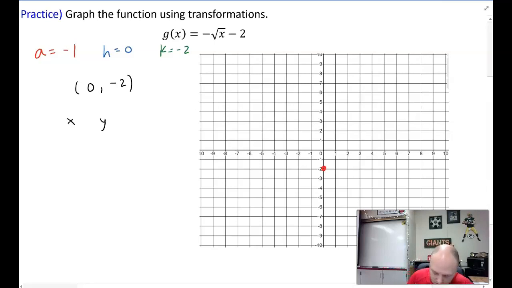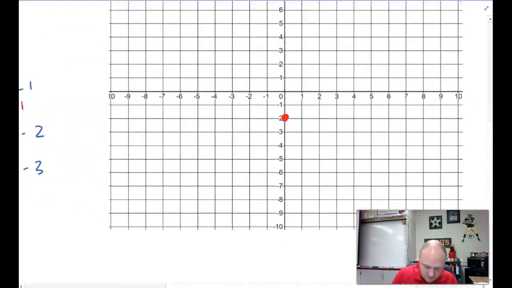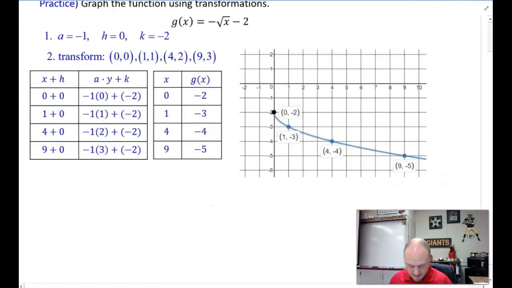And then your chart, x, y: 0, 0; 1, 1; 4, 2; 9, 3. All of these values are going to get multiplied by -1. So the 1 becomes down 1, the 2 becomes down 2, and the 3 becomes down 3. So from my anchor point, from 0, -2, I'm going to go right 1, down 1. Right 4, down 2. Right 9, down 3. That's how you get your points. And the function should look like this.